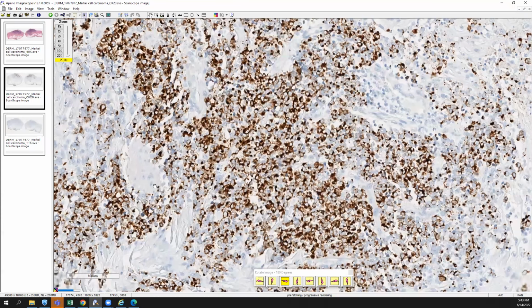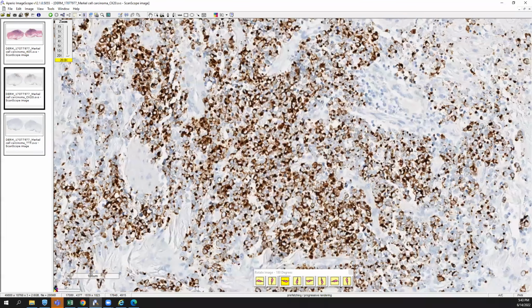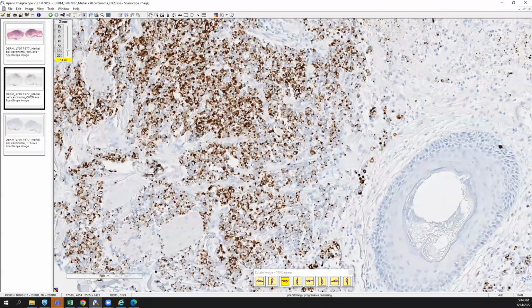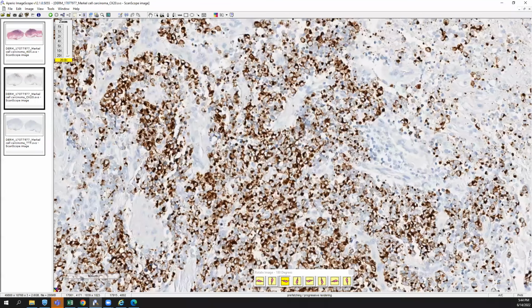So in addition to CK20, you're going to look for some neuroendocrine markers such as synaptophysin, chromogranin, neuron-specific enolase. There's a new stain out that's being well recognized called insulinoma-associated protein 1, or INSM1. So INSM1 can be positive in some cases of Merkel cell, even when the CK20 is negative. And there are some rare cases of Merkel cell where CK20 is negative.